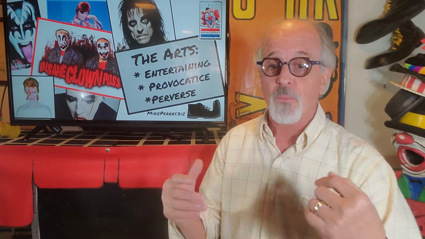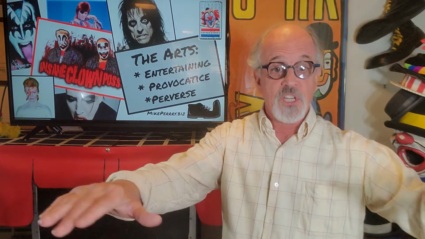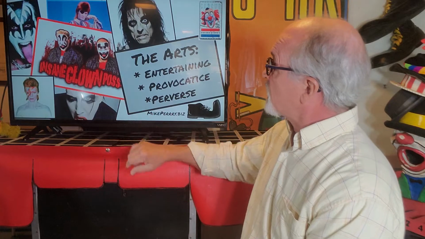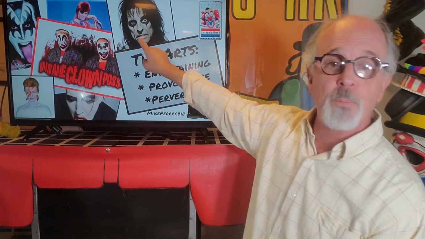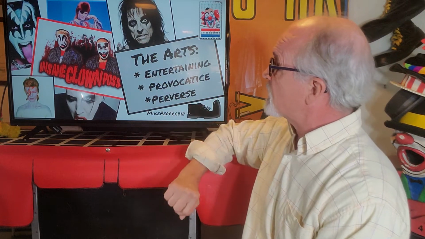All right, so now I flip to the dark side again. At the same time that clowning is reaching this high point, the perverse or the provocative is happening, and I use music because I think that we all share this experience. In this picture, here's Alice Cooper. He was around in the 70s, 80s. He wore makeup, kind of scary.